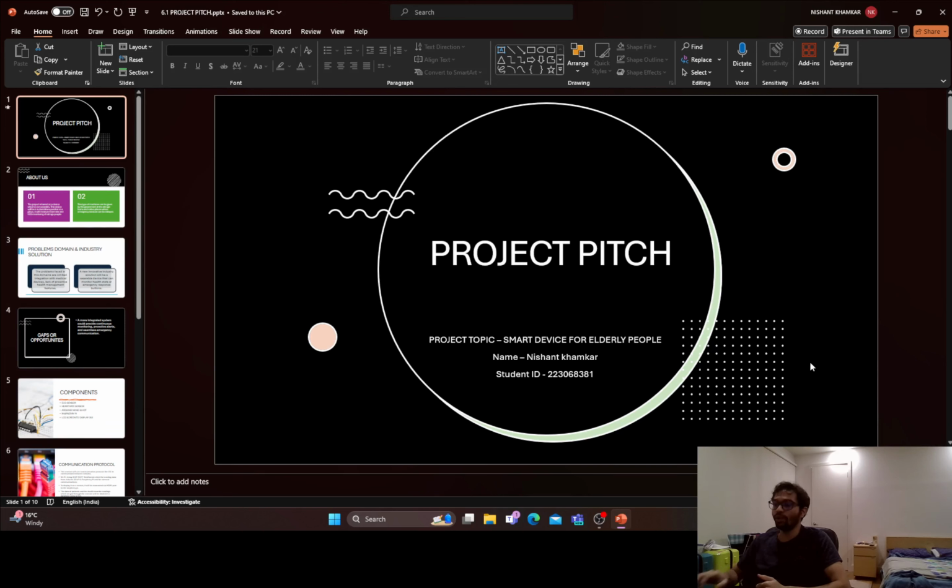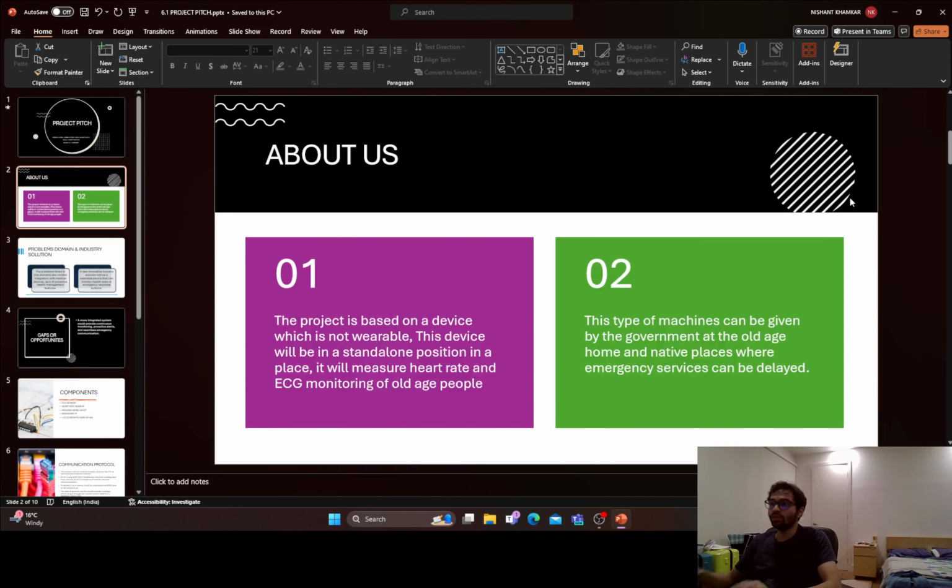So my project pitch is based on a non-wearable device. It will be in a standalone position, and we can measure ECG and heart rate using that for old age people. So these types of machines can be given by the government to old age homes and native places where the medical service is delayed.